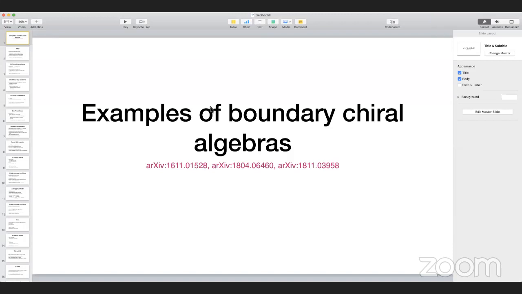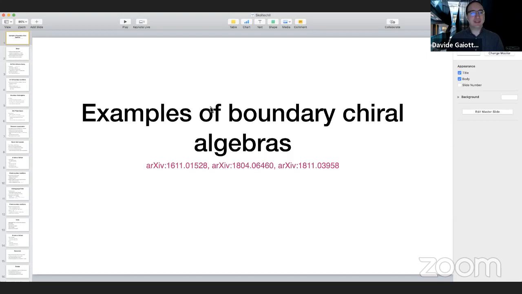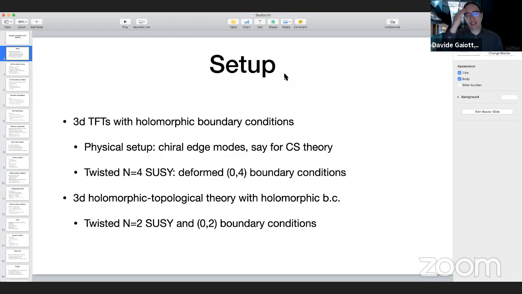Okay, so today I would like to give some details on how to compute the boundary chiral algebras that can be found in topologically twisted gauge theories. In particular, in situations where you have a three-dimensional theory which is topological in the bulk, but has a boundary condition which is holomorphic. So the correlation function depends holomorphically on the position of local operators, and you get the chiral algebra of local operators at the boundary.